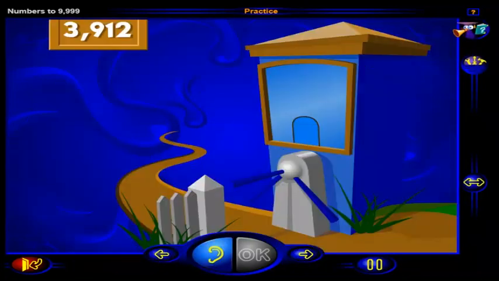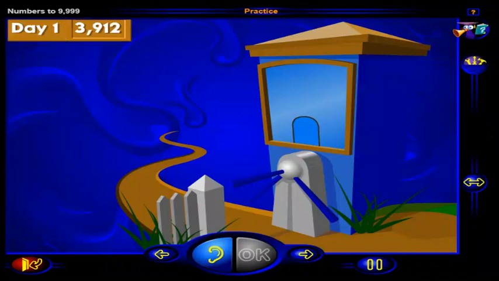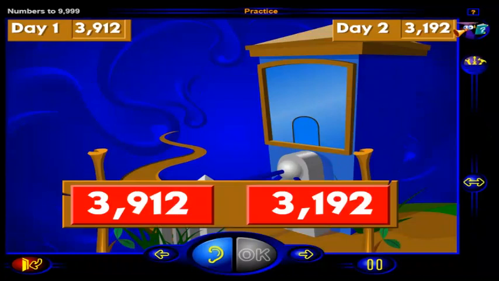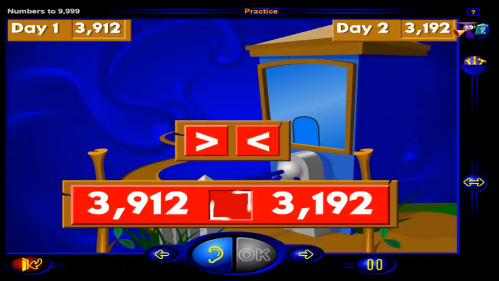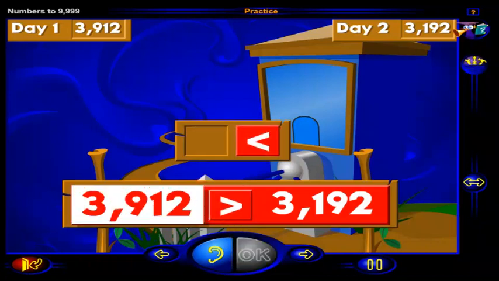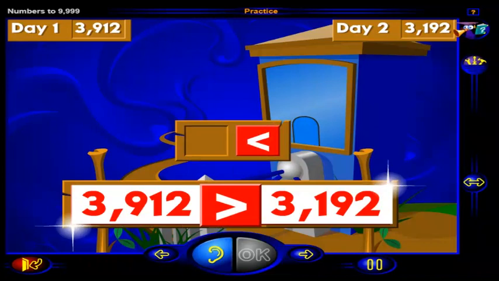There were 3,912 visitors to a theme park on day 1, and 3,192 visitors on day 2. Which of these numbers is greater? Drag a sign here to compare these numbers, then click OK. That's right. This number is greater, and we can use this sign to compare these numbers.